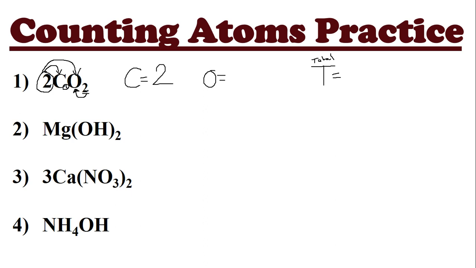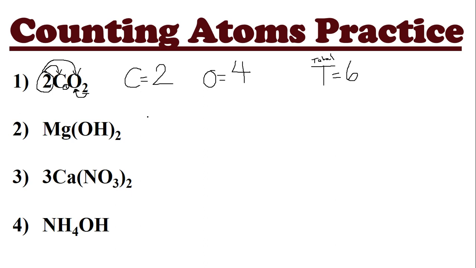This O, we have a 2 going to it, and we have another 2 going to it. So we multiply those numbers. 2 times 2 equals 4. All right. Now to get the total, we add up these numbers that we just got. We add the 2 and we add the 4 together, and we get 6. All right. Let's do number 2 together.